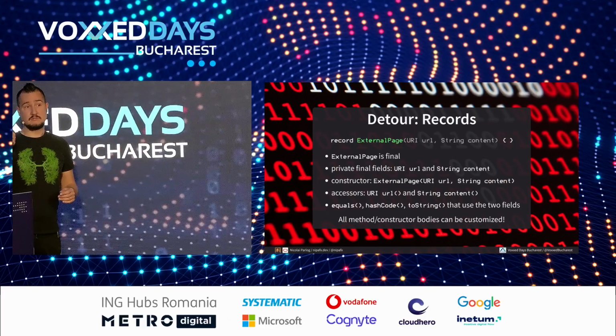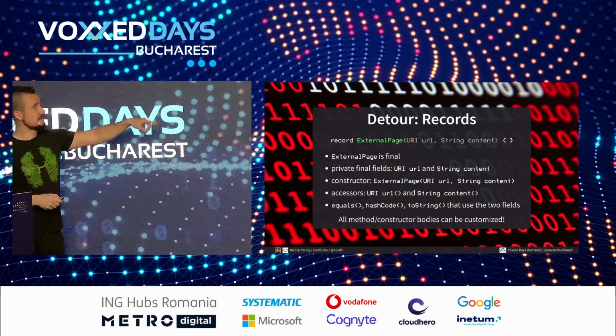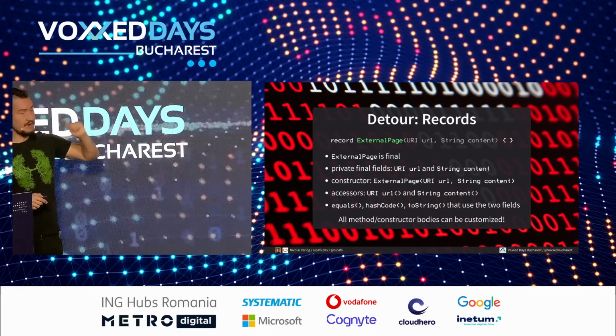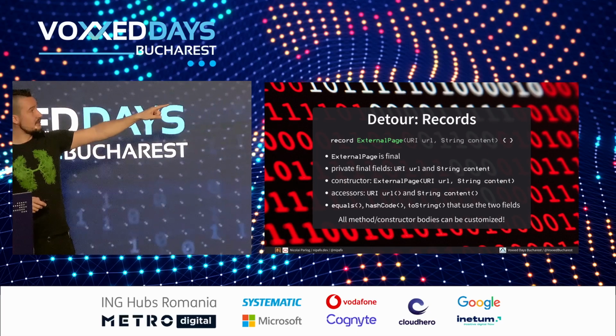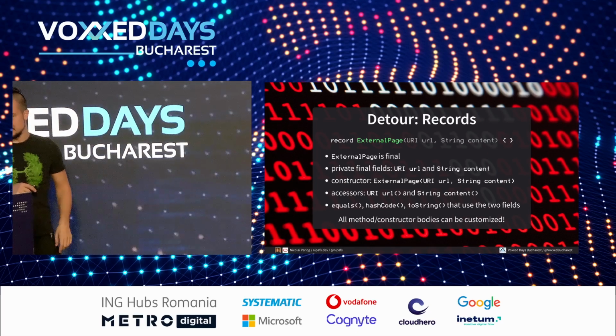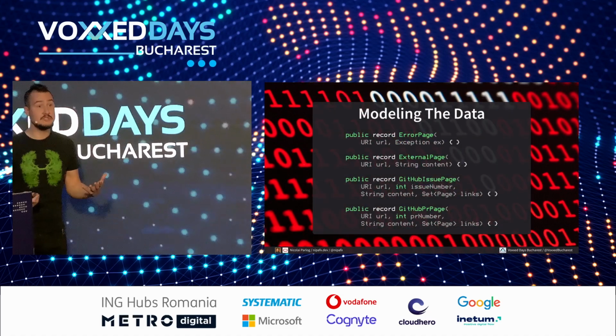What you cannot do is add additional components. You cannot add a field, for example, because the record is transparent, remember? So only the components up there are allowed as state. Okay, so let's do that. Let's use this to model the data.